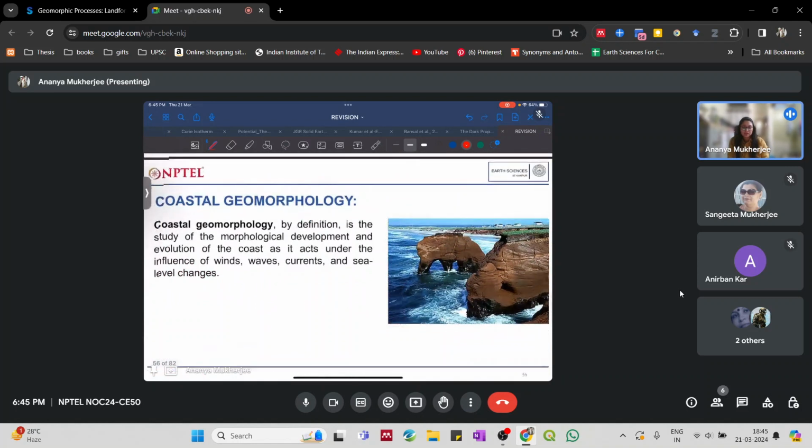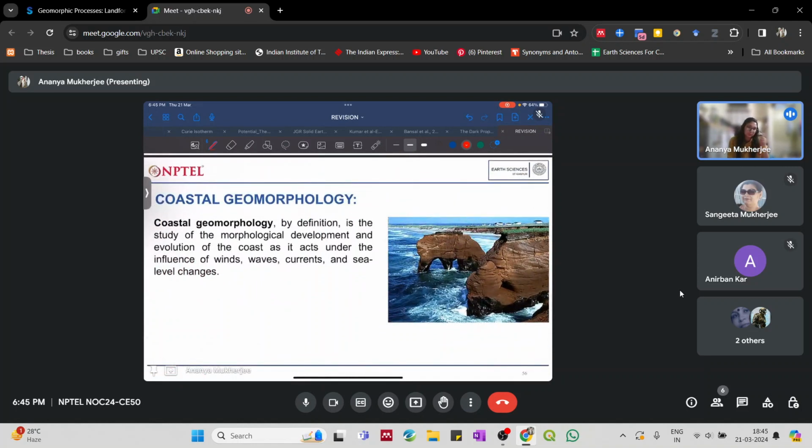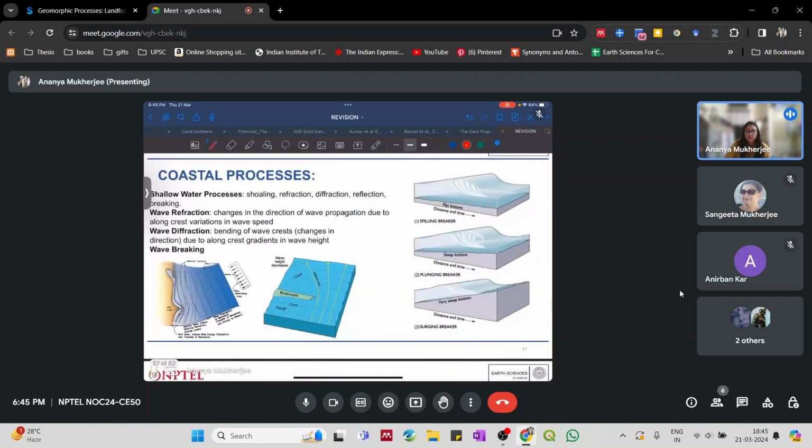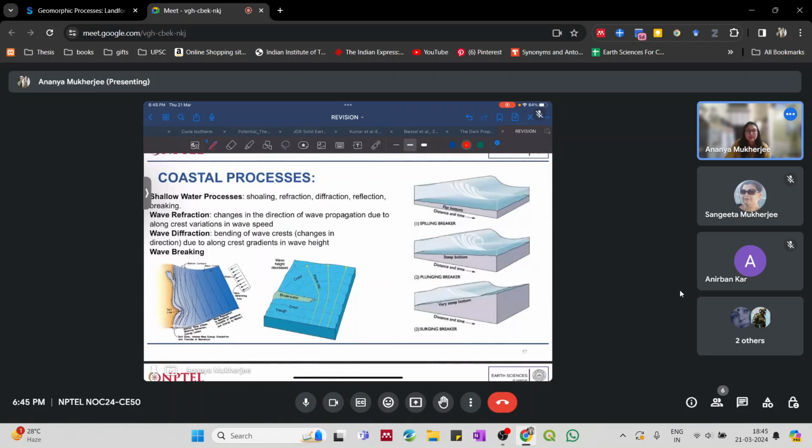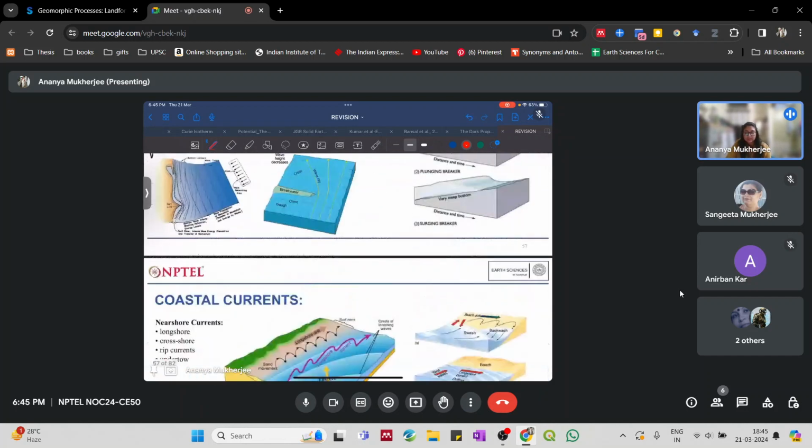Then we come to the coastal geomorphology. So obviously this is due to the action of the waves along the coast, and because of winds, waves, currents, as well as sea level changes. So all these play a role in creation of coastal geomorphic features. So obviously you have waves that are forming, and you can have wave refraction, wave diffraction, and wave breaking. So these are all the different wave processes that take place.